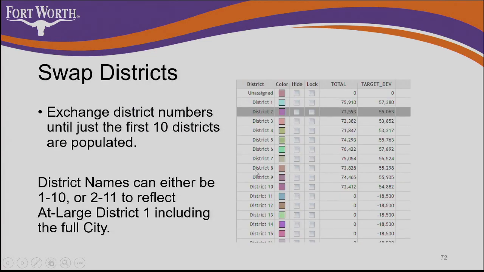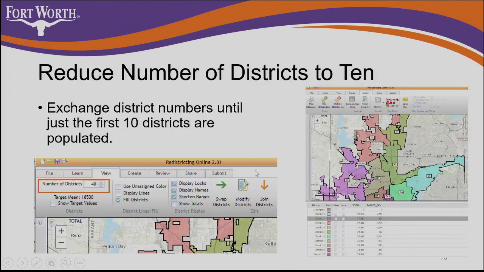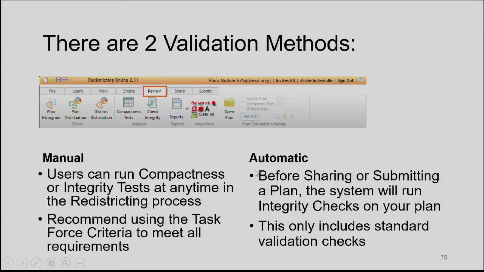So since Fort Worth historically has an at-large District 1, and the other districts are 2 through 11, you can name it that way and leave District 1 blank, and it'll call it 11 districts, and that's fine. The system can accept that. Or you can just rename it to 1 through 10, just for simplicity, so you don't get confused and leave some things in District 1. And it says that you haven't fully validated because you still have a target deviation that's larger than what you're looking for. Okay? So after we've reduced, now we get to validation. Or do we have any additional questions on swapping, joining, census information? Is there anything about creating your districts that y'all have additional questions about or problems or anything that's not clear yet?